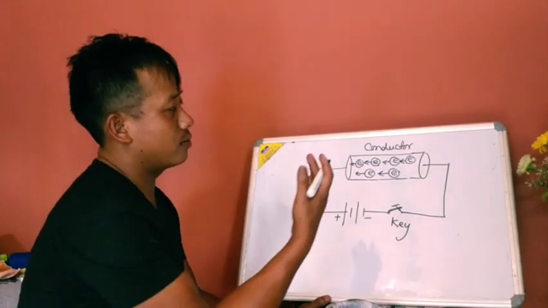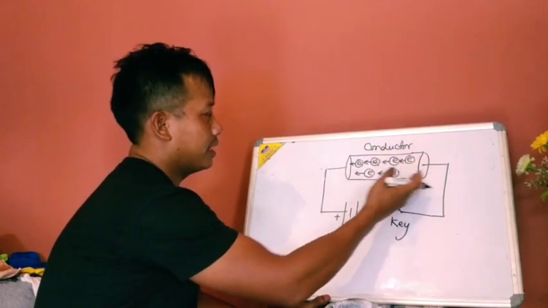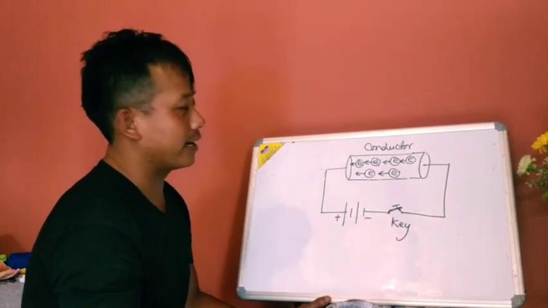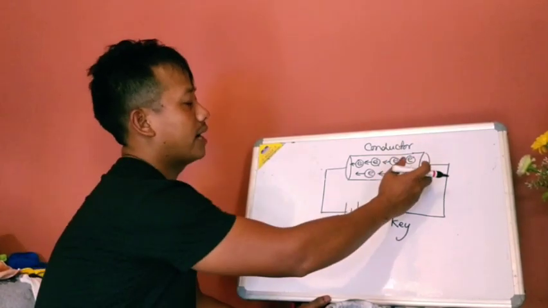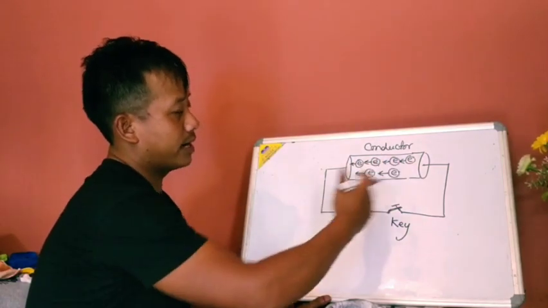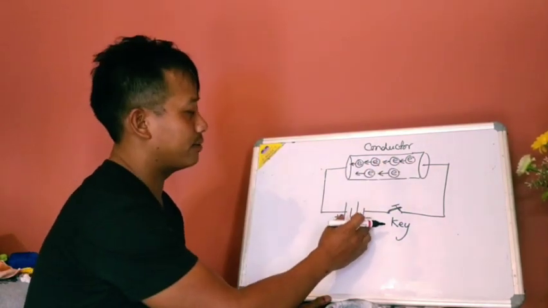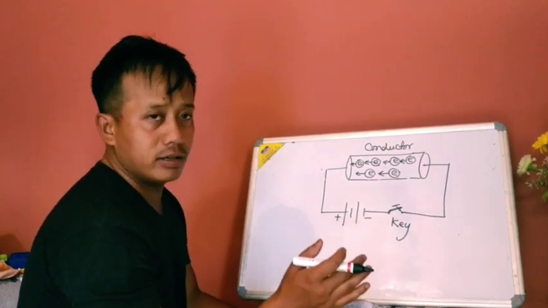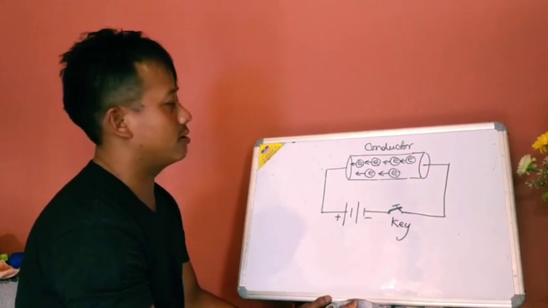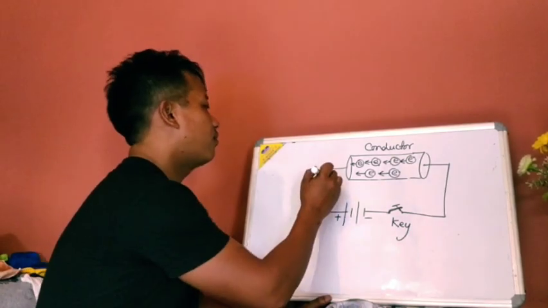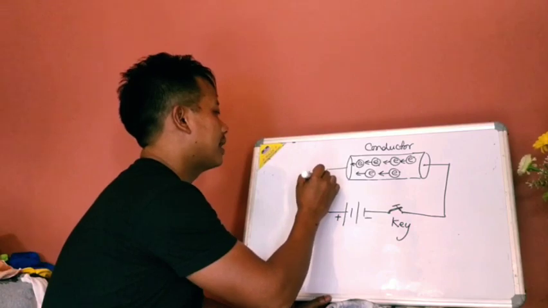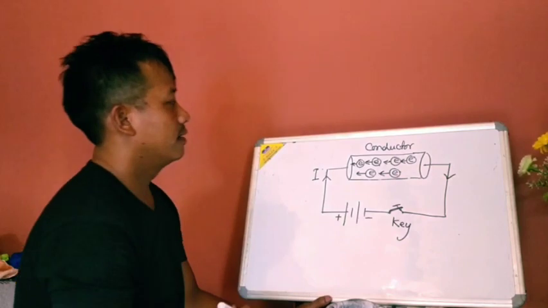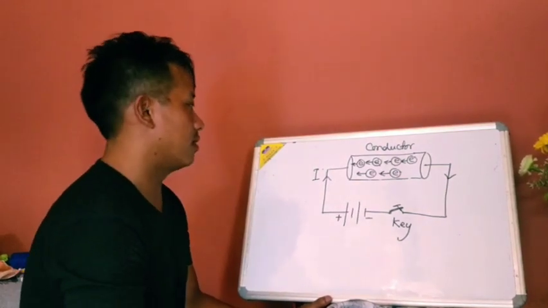So the electrons will start moving from the negative terminal to the positive terminal, and they will be properly directed in a fixed path. That means from negative terminal to positive terminal. Such uniform movement of the electrons gives rise to the flow of electric current in the opposite direction. So the current will start flowing in the direction opposite to the movement of the electrons.